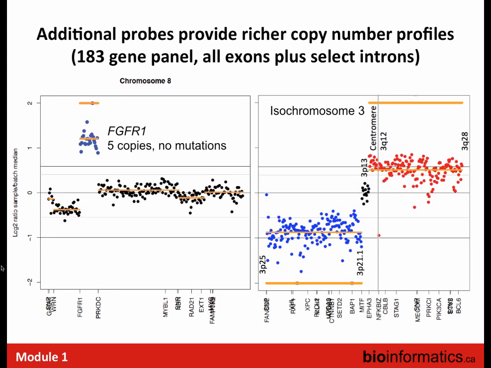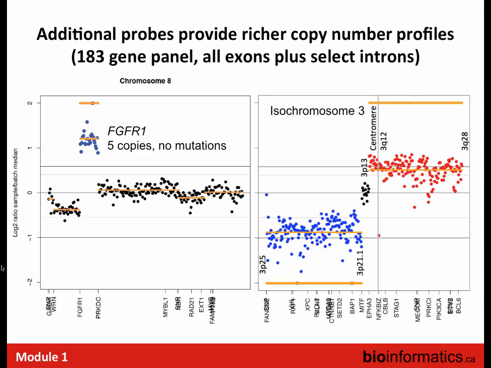These copy number alterations become increasingly rich as we add additional probes. Certainly going to exome and genome sequencing, the resolution of these copy number alterations becomes even more clear. In this case here, a very clean gain of FGFR just on its own, and the rest of the chromosome really just intact.